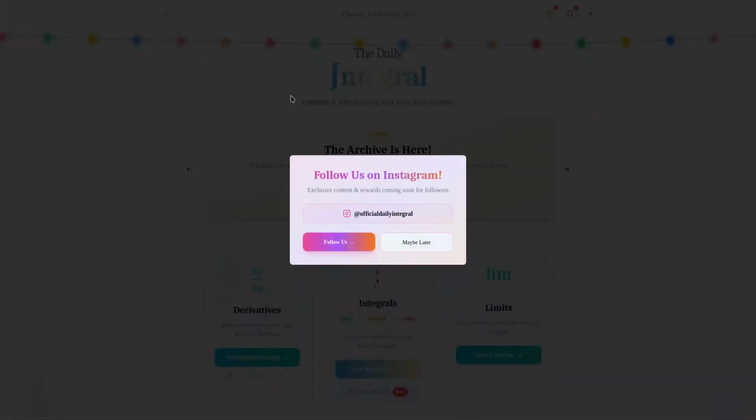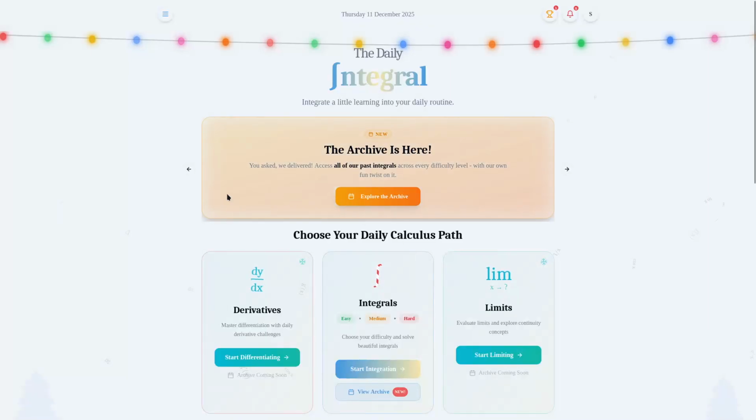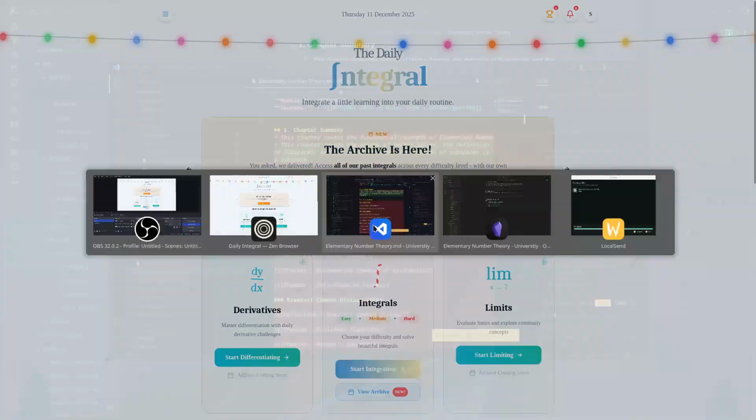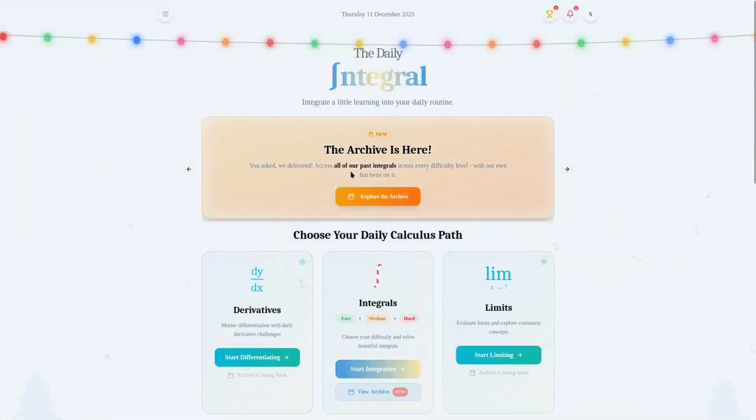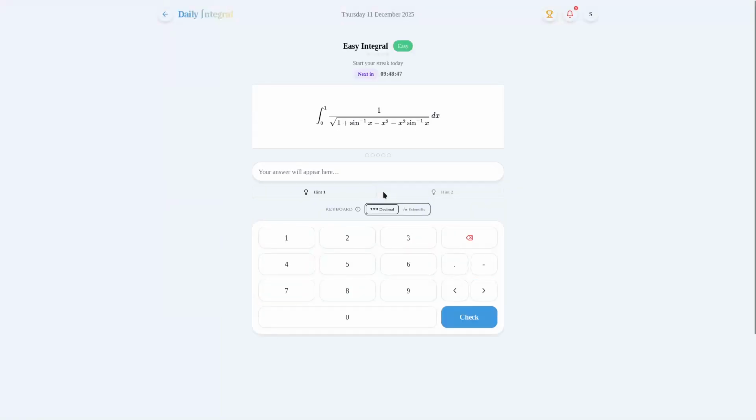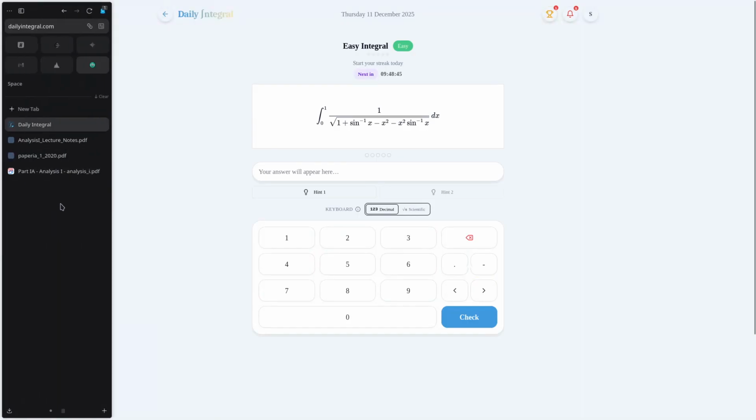Where are we going to do this? We could probably do it in OBS actually. No, in Obsidian somewhere. There's not really much point, to be honest. What even is today's daily integral?